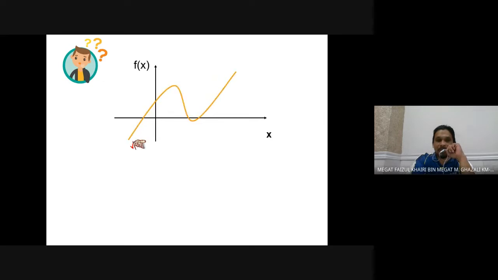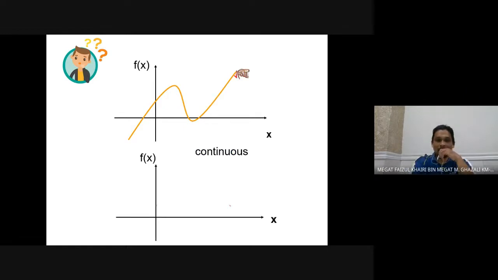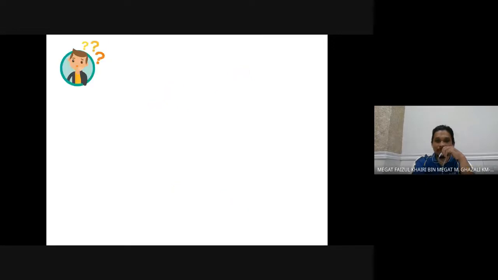So look at this one here. Look at the graph. Meaning in this graph, it is continuous at all values of x. It moves smoothly at all values of x equal to a. Continuous. And this one also continuous. Nothing is broken.